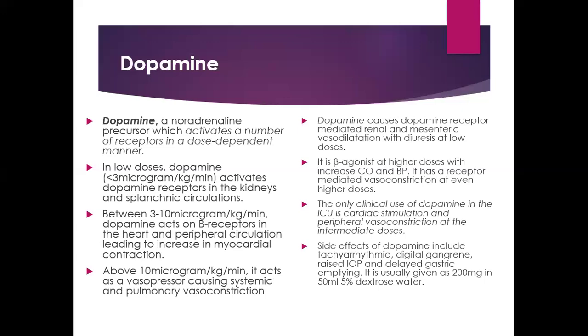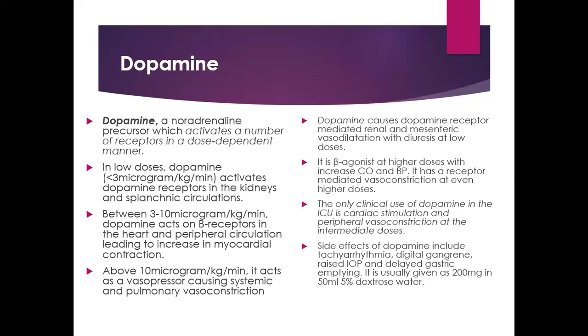In low doses, less than 3 microgram per kg per minute, dopamine activates dopamine receptors in the kidneys and splenic circulations. I remember those days we used to use it to augment patients who have acute kidney injury. I'm aware that the KDIGO, the Kidney Disease Improving Global Outcomes criteria, categorically states that dopamine should not be used to improve renal function.